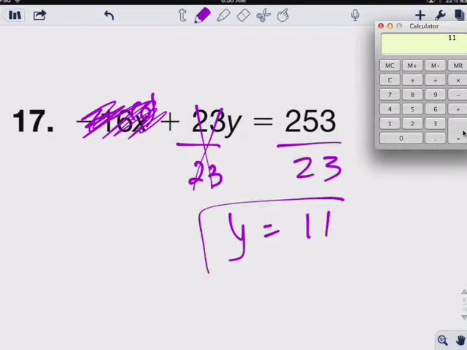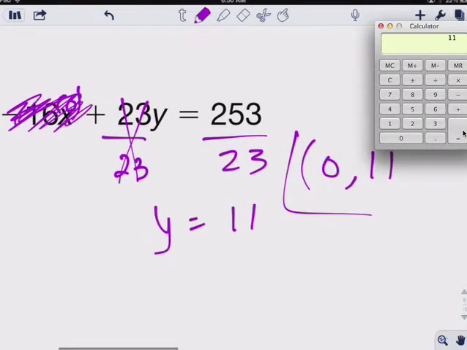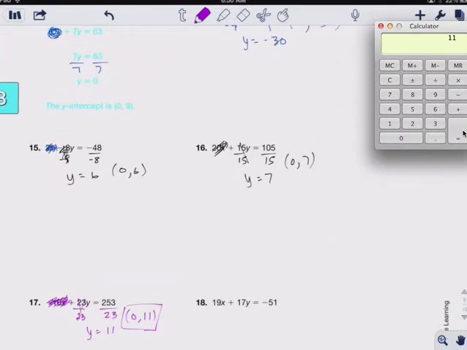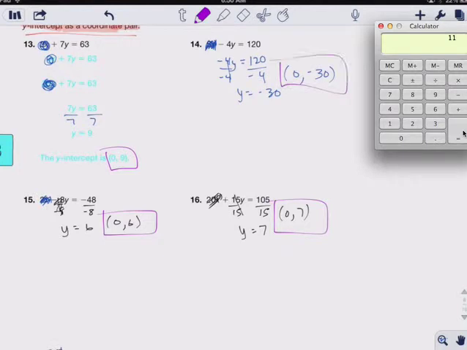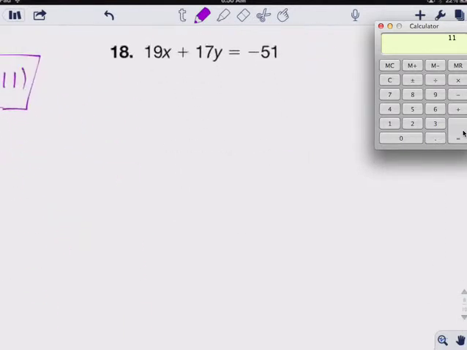Oh, what do you know? 0, 11. This is not the answer. I need to erase that. This is the answer that they want, because that answers the question. What did I do on the other one? That answered the question. These are your answers.